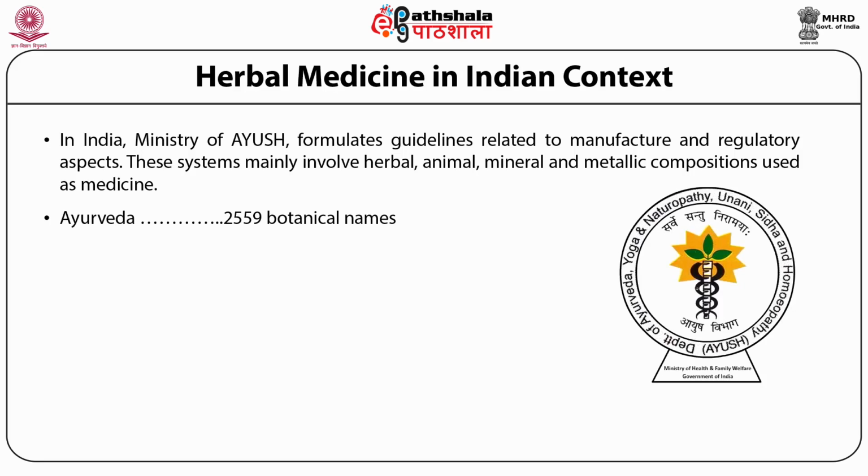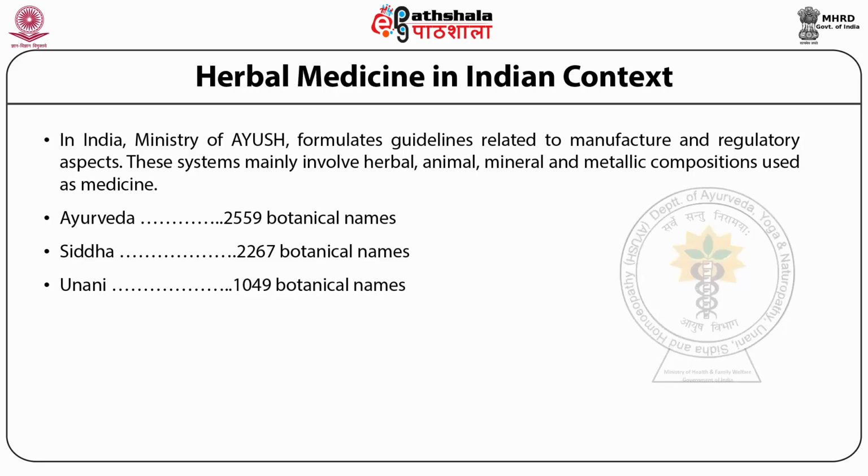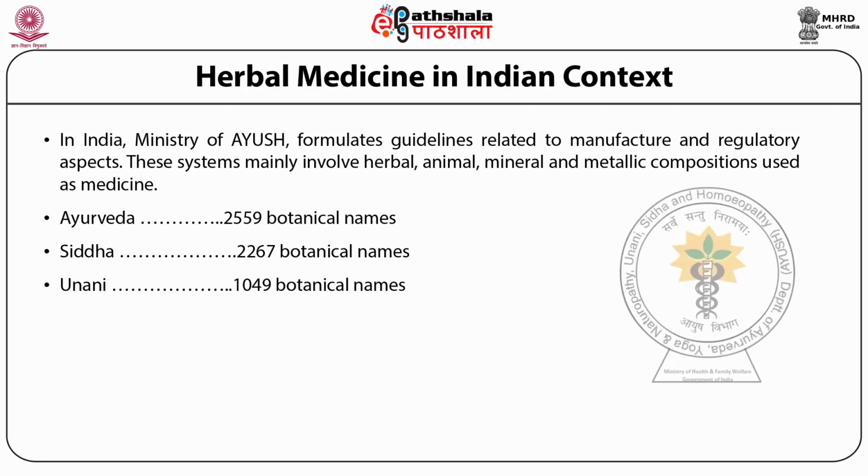In the same way, it shows more than 2,200 plants being used in the Siddha system of medicine. Then follows Unani, which has more than 1,000 plants identified as plant products obtained from different origins that are used in this system of medicine.